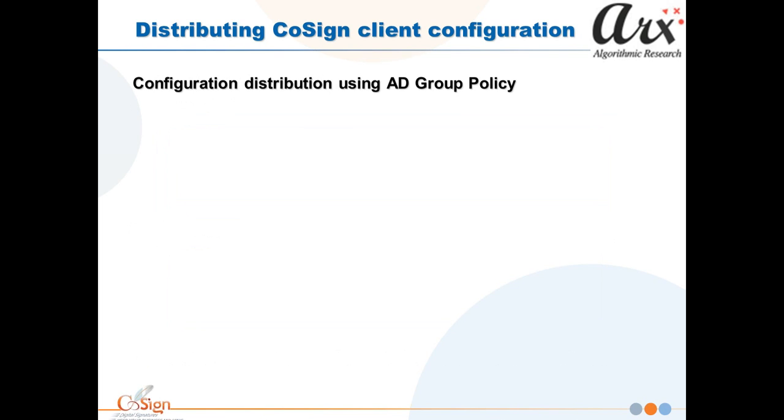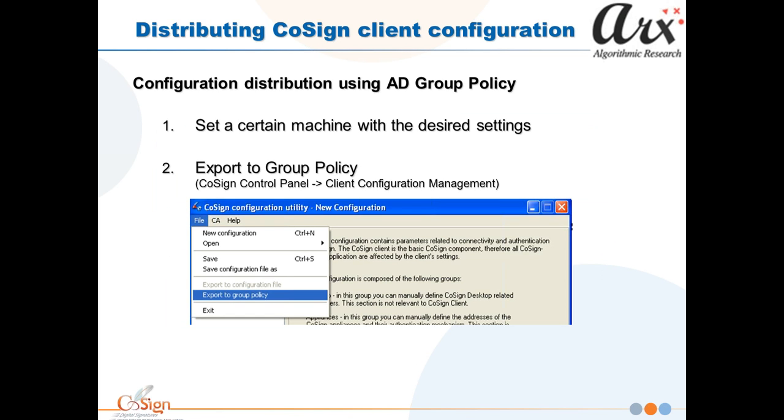We spoke about using Active Directory group policy, so let's talk about how to use Active Directory group policy to push out the registry settings. So we're going to set a certain machine with the desired settings. Now, you'll notice here the screen looks a little different.